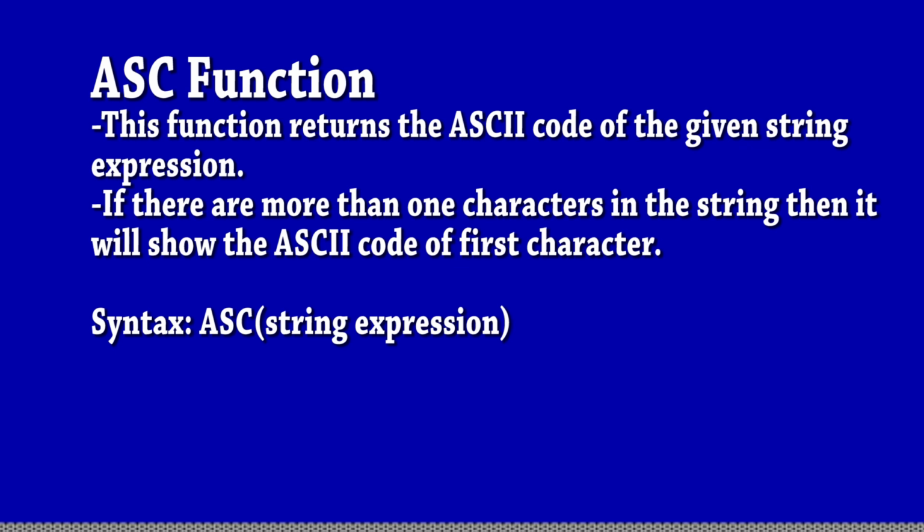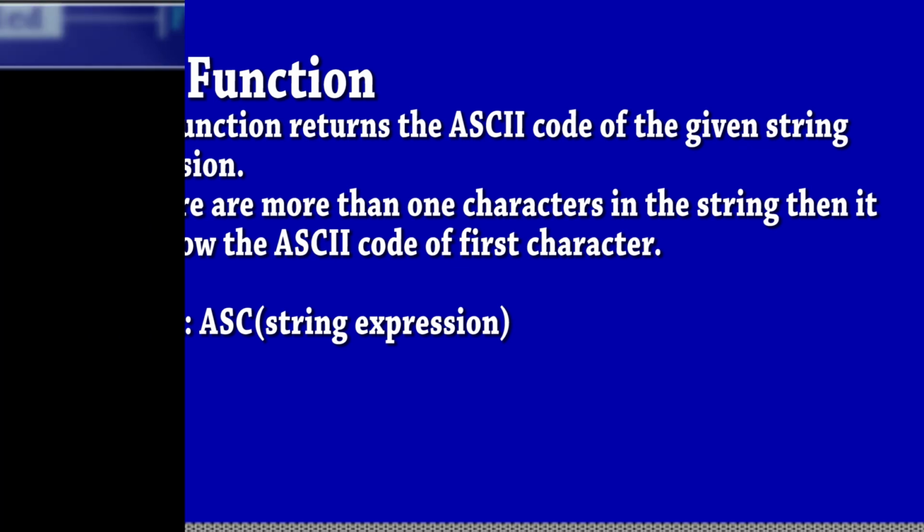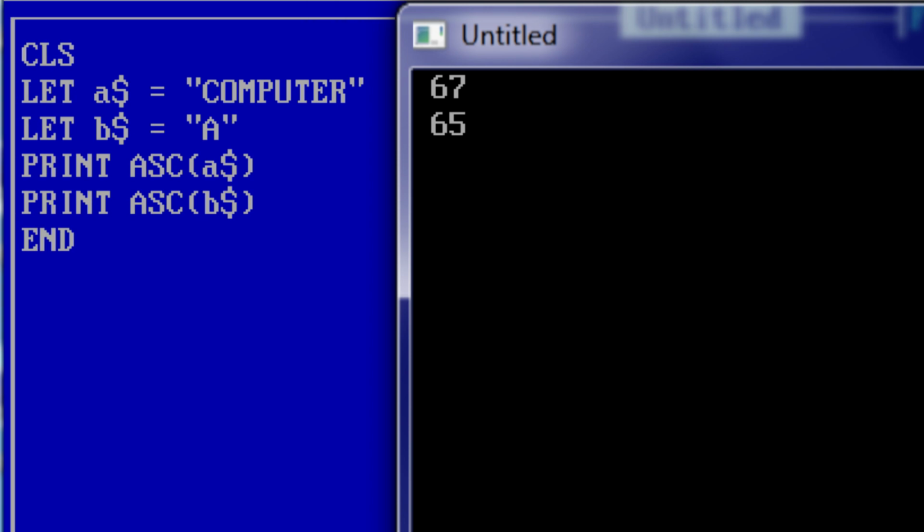Understood? And the second point is, if there is more than one character in the string, then it will show the ASCII code of the first character only. If there is computer, then it takes only the character or ASCII value of C. Understood? So you can see the example here.